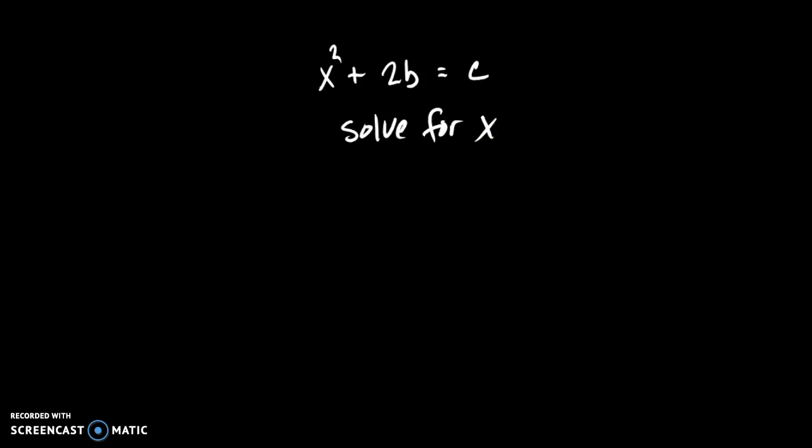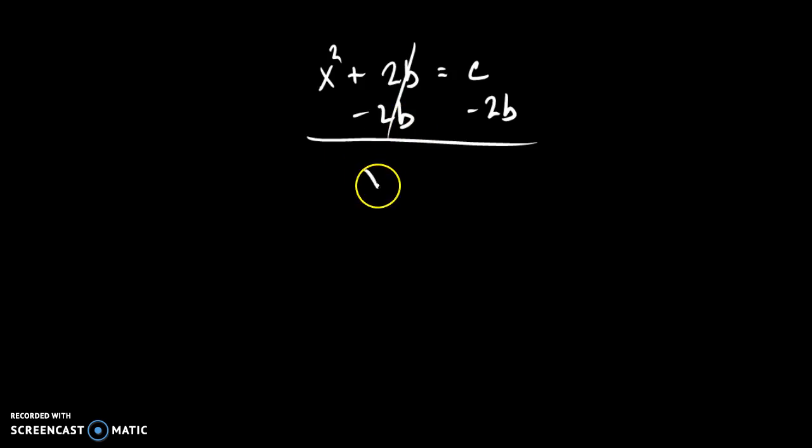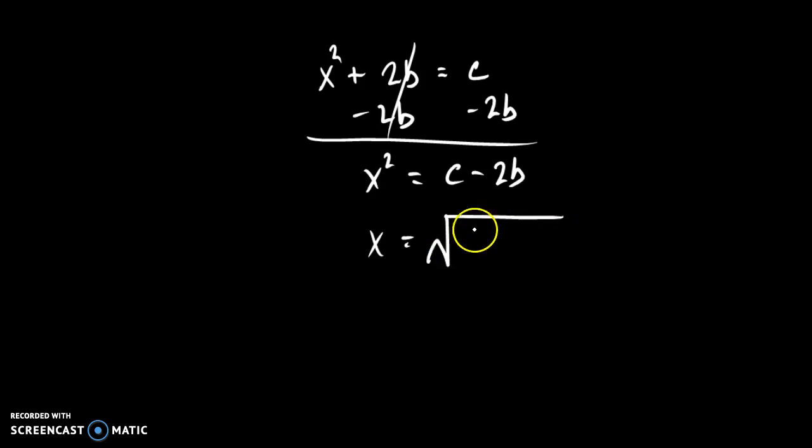So I will subtract, let's do it this way. I'll subtract 2b from both sides. Alright, so now I'm left with x squared equals c minus 2b. And then just to solve for x, I need to square root both sides, and I'll get x equals the square root of the whole quantity c minus 2b.